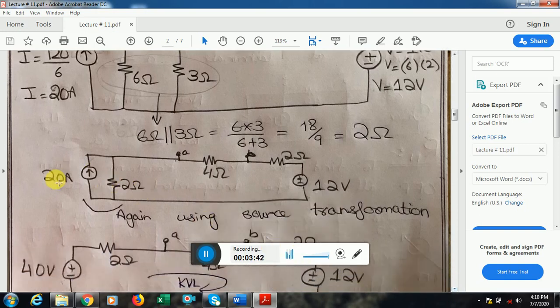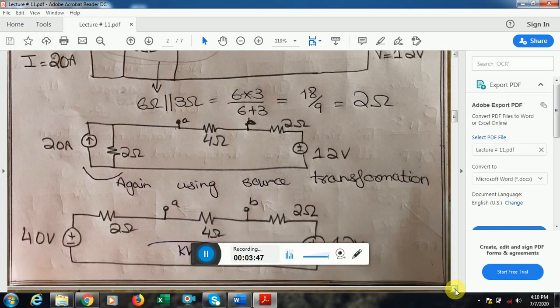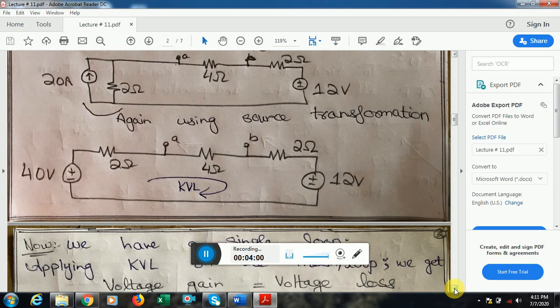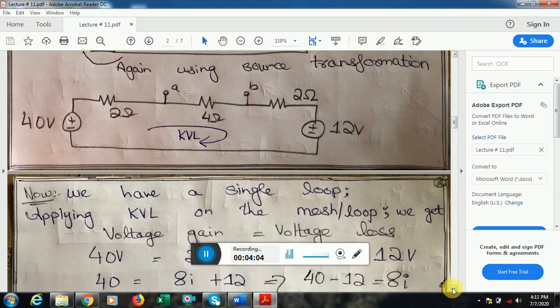So furthermore, I can again simplify this circuit by again taking the source transformation in this circuit. By transforming the source, this becomes 20 into 2, 40 volt, and this 2 ohm resistance, which was previously in parallel to the circuit, now becomes in series with the circuit. So now you can see that I have a single loop. I can simply apply Kirchhoff voltage law to find the current across this loop.